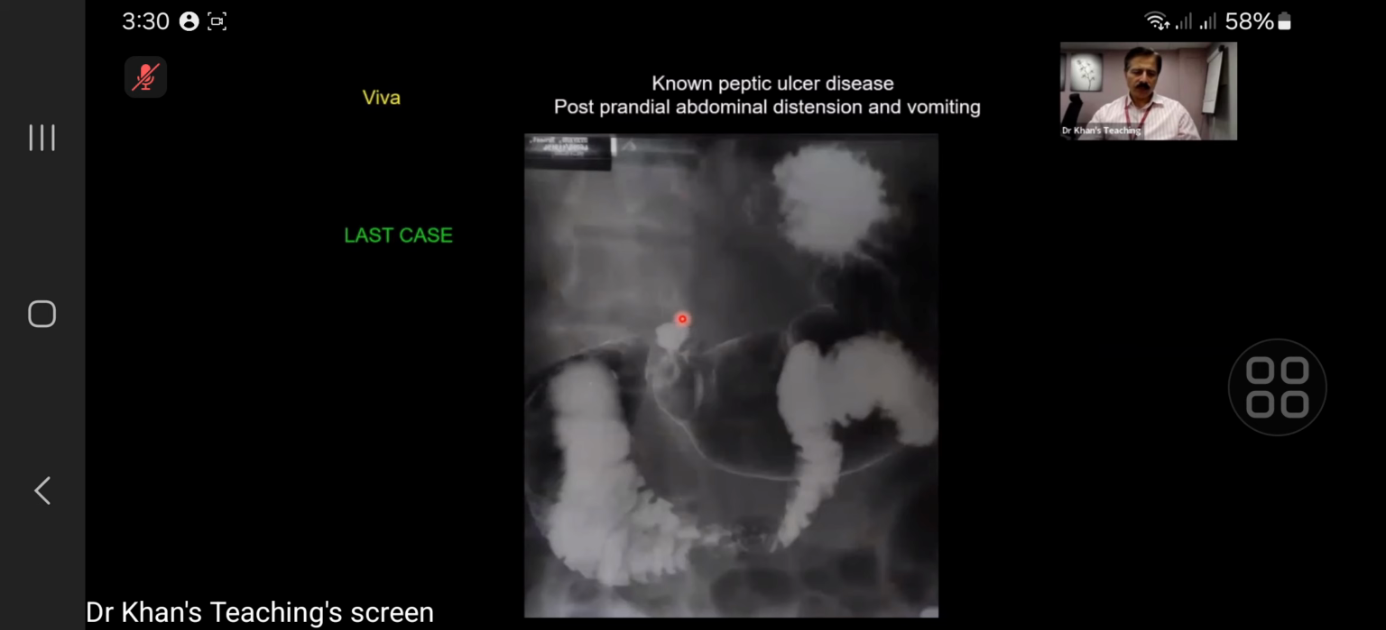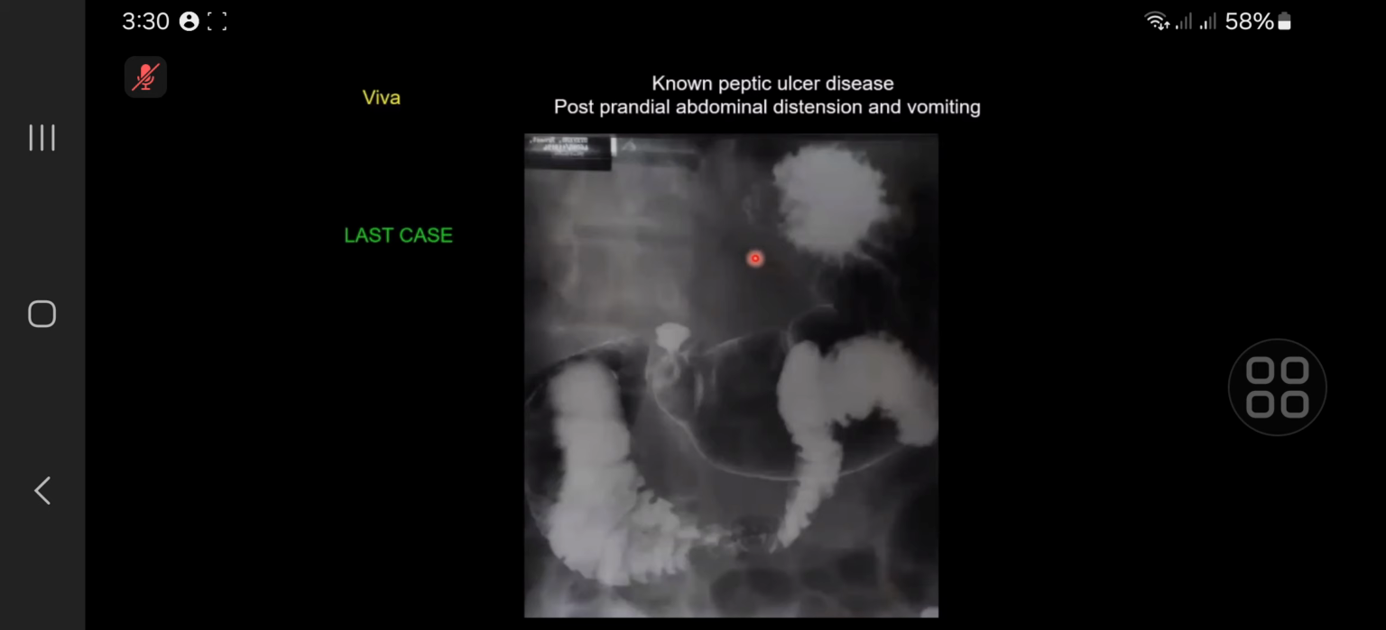We know that there is a projecting ulcer here. So I know it. I am not worried about it. The history is that this patient, after eating meals, has got a lot of distension and at times vomiting, cannot retain the food. What are the findings on this single study? A single view, should I say?